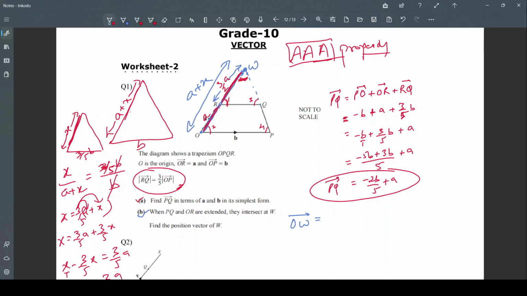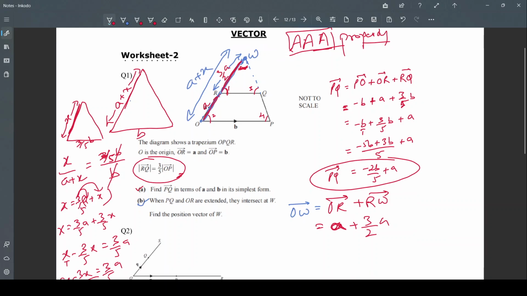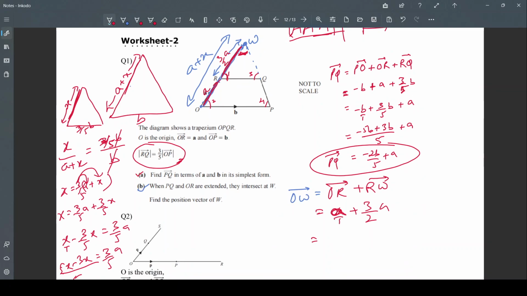So what is OW now? OW is OR plus RW, right? So OR is a, and RW I have taken the value as 3 by 2 of a. So OR is a and RW is 3 by 2 of a. If I do an LCM for this, it will give me an answer of 5a by 2. OW equals 5a by 2. So this is the final answer.